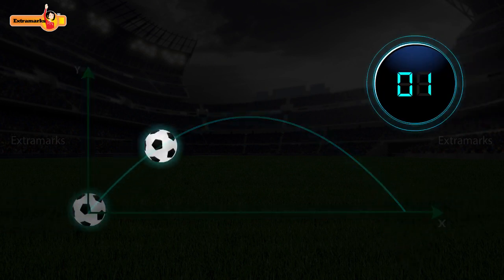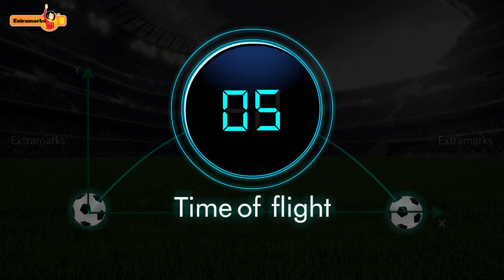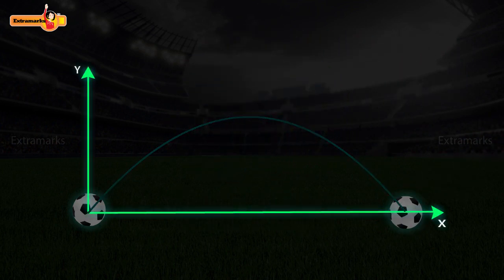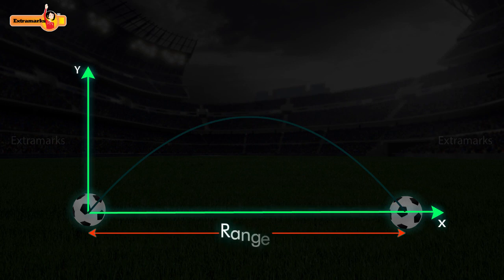The total time in which the projectile is in flight is called its time of flight, whereas the horizontal distance travelled by the projectile during its flight is called range.